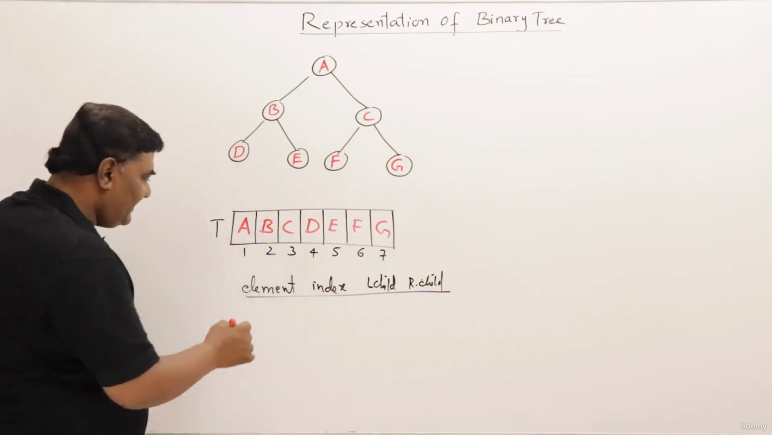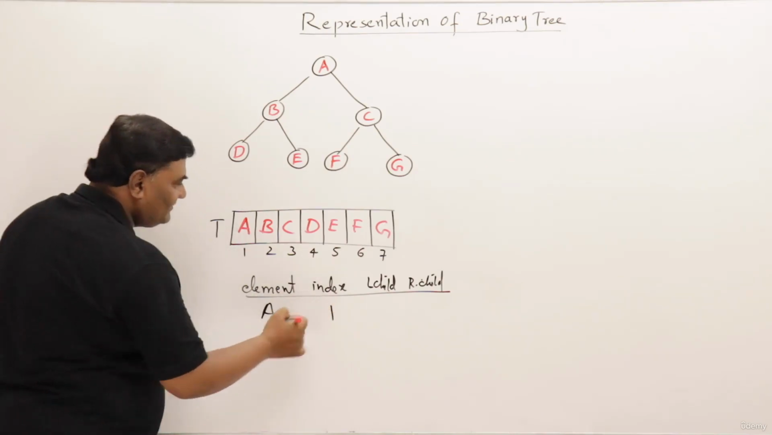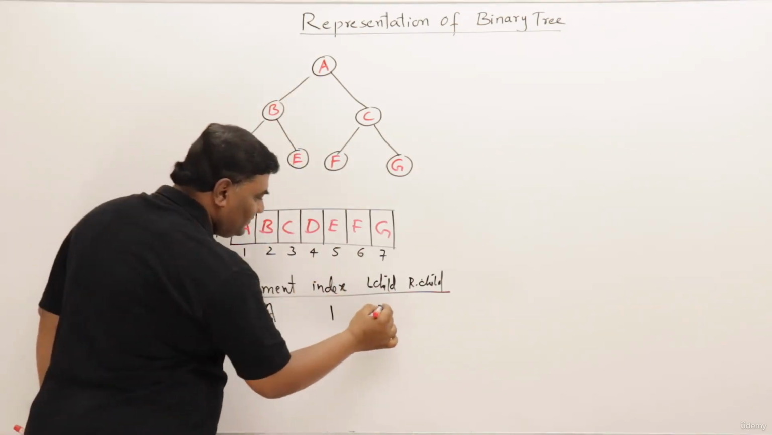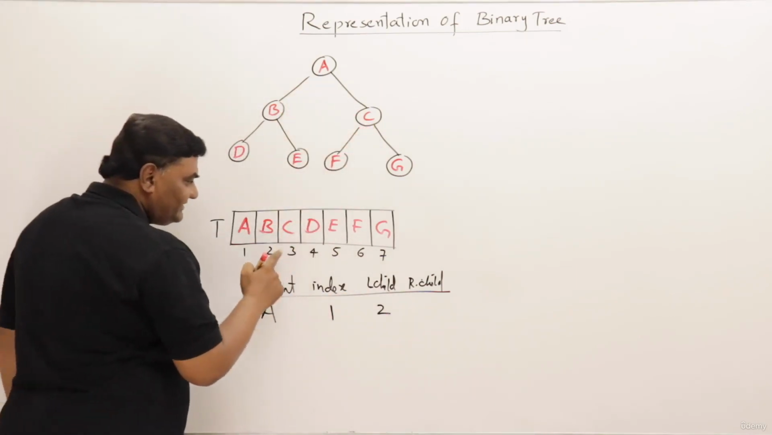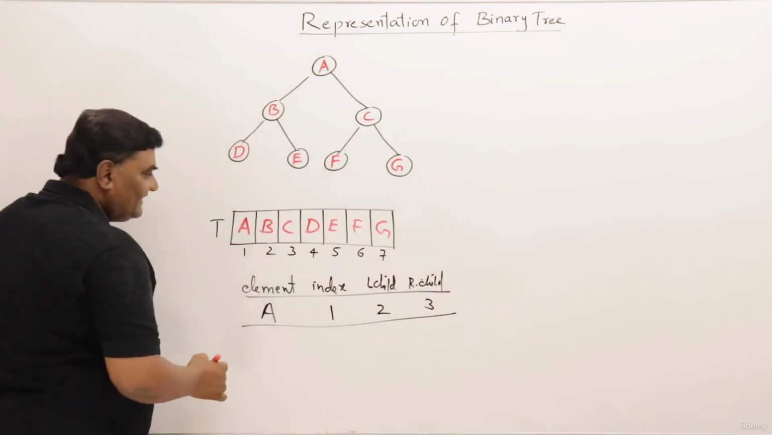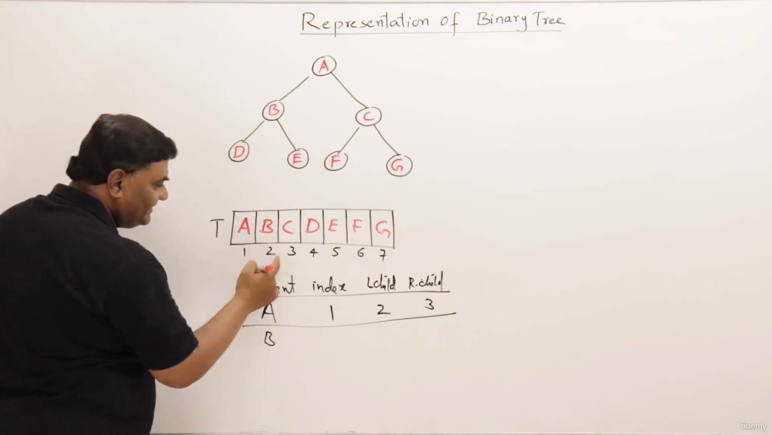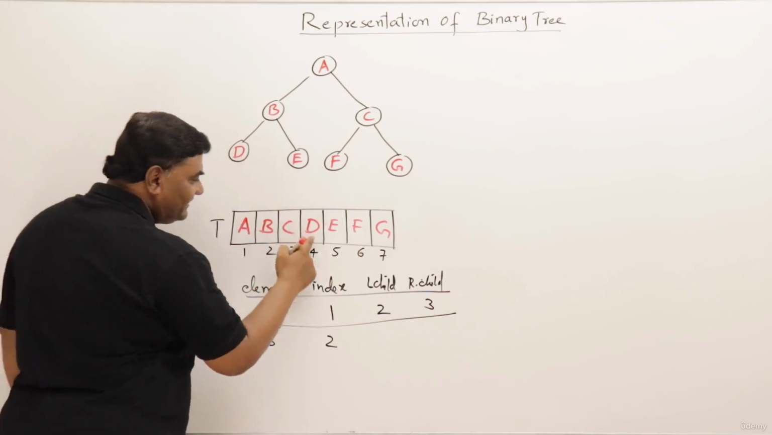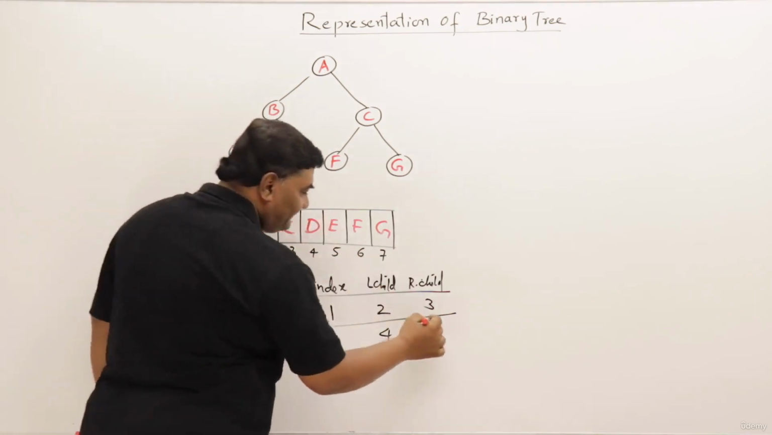See, the first element is A. What is the index of this element? 1. Then who is the left child of A? B. Where is B? At 2. Then who is the right child of A? C. So what is the index of C? 3. So right child index is 3. Then next I'll take element B. What is the index of B? 2. Left and right child D, E. Where is D? 4. And right child E is at 5.